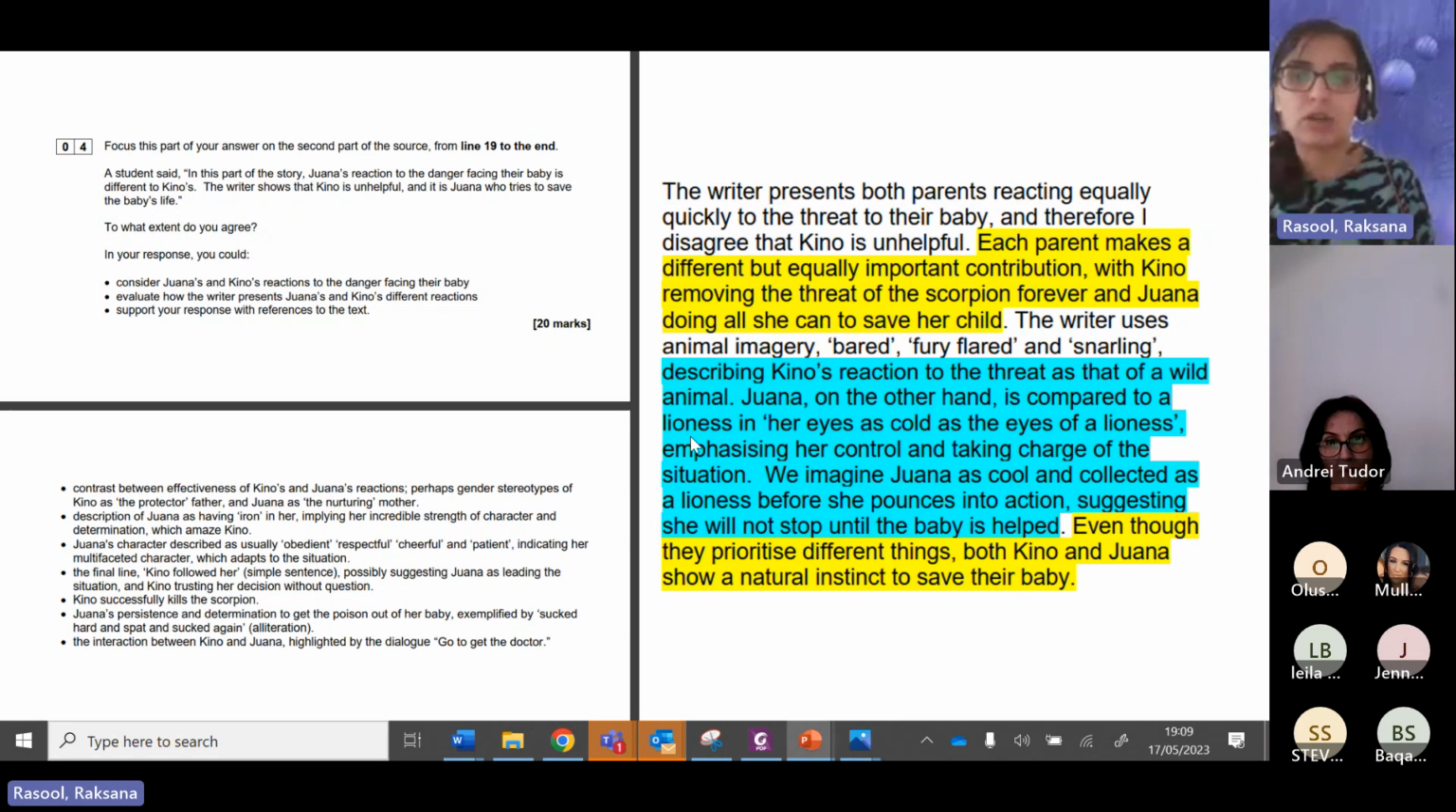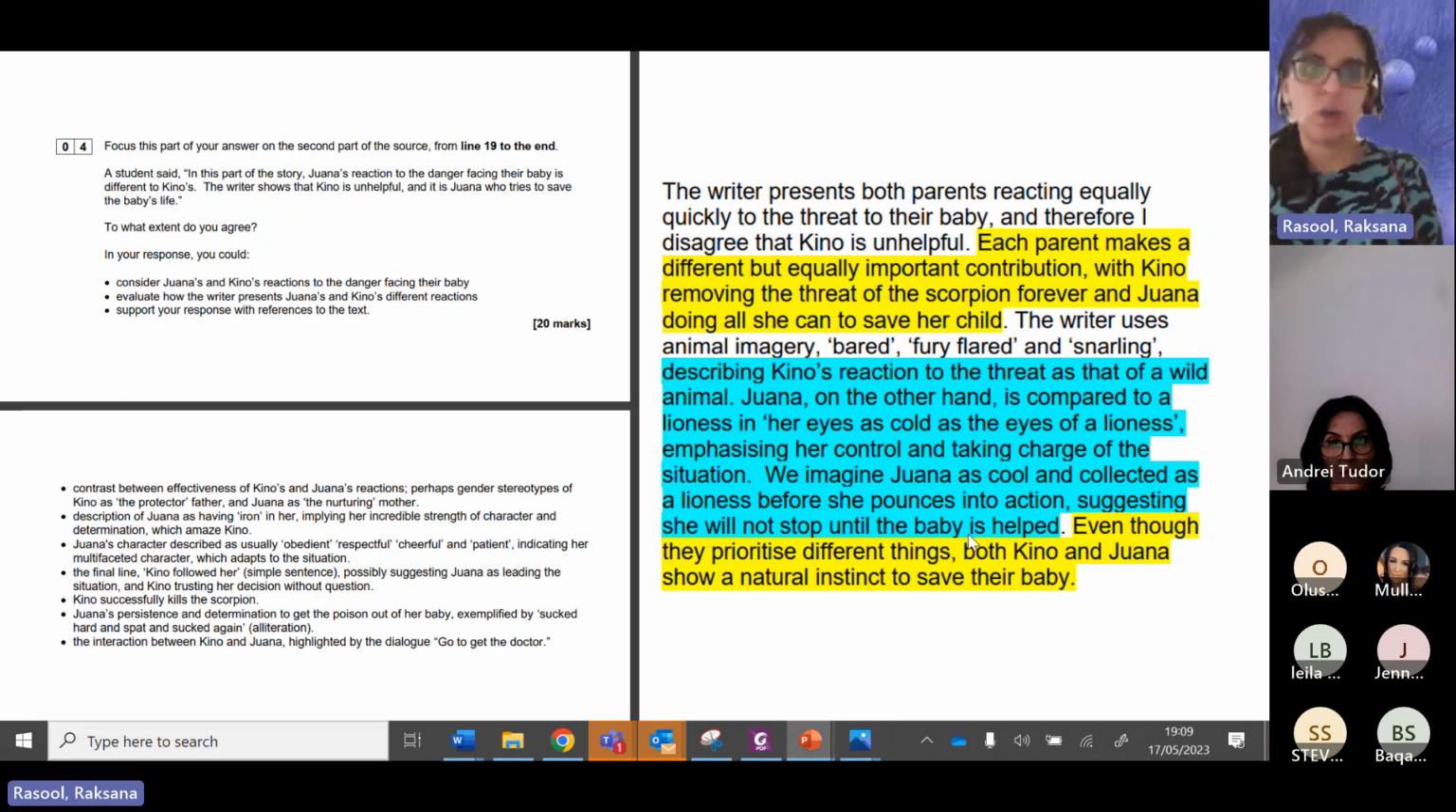Okay, so you've also got the animal imagery. Her eyes are as cold as the eyes of a lioness, emphasizing her control, taking charge of the situation. We know that in a pride, a lion might be the male, but it's the lionesses who go hunting. It's the lionesses who are the fighters. It's the lionesses without whose protection the lion wouldn't survive. So we imagine Juana as cool and collected as a lioness before she pounces into action, suggesting she will not stop until their baby is helped.